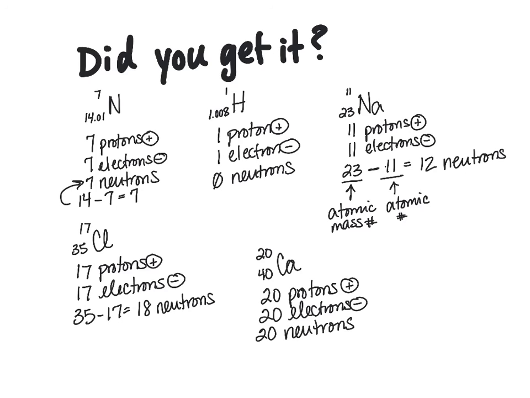So hopefully these examples have helped you to understand this concept of the periodic table and atomic numbers and atomic mass numbers. Now, for the sake of this class, you do not have to memorize the periodic table, but you should be able to use it as a tool. So if you're given the periodic table, you should be able to find the symbol, identify the atomic number, identify the atomic mass number, and figure out how many protons, electrons, and neutrons there are using these numbers that are found on the periodic table.